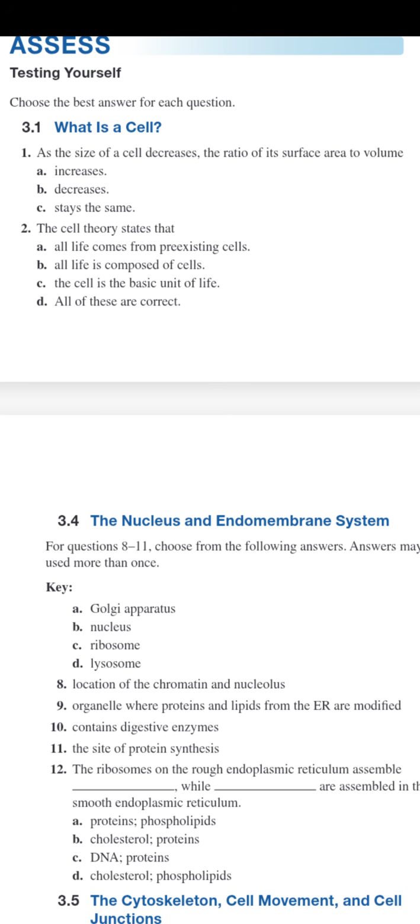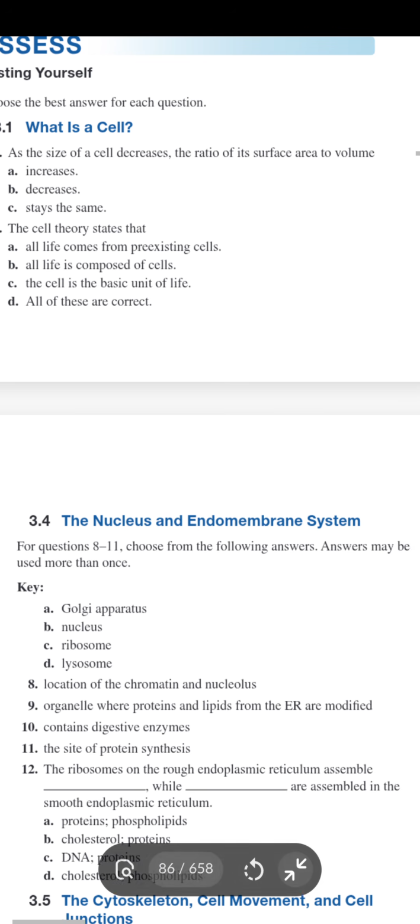The cell theory states that all life comes from pre-existing cells. Yes, we do not know what caused the original cells to exist, but it's a fundamental theory that all cells come from pre-existing cell division. All life is composed of cells. Yes, the cell is the basic unit of life. This can be the definition of a cell. And yes, option C, the cell is the basic unit of life. So it's option D, all of these are correct.